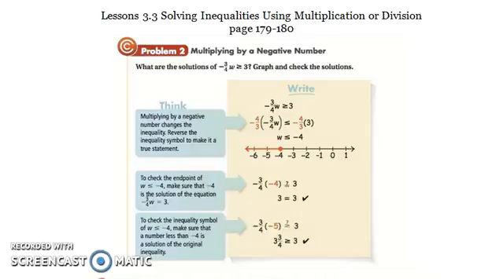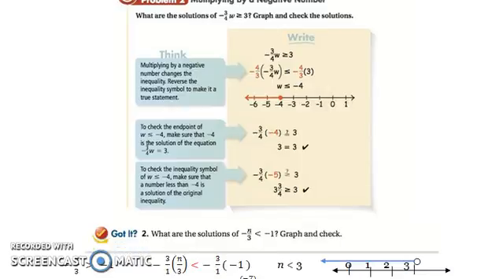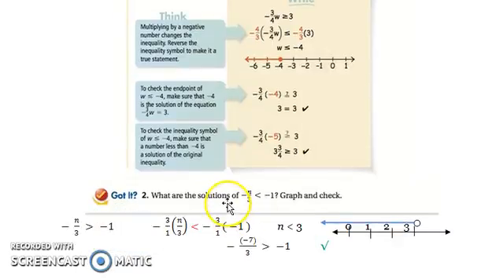Okay, so the got it says, what are the solutions of negative n/3 less than negative 1? So I don't know why I said greater than. This should have been a less than, and this should have been a greater than. Sorry about that, which means my arrow is going the wrong way. We'll go that way. My numbers are not in the right place.